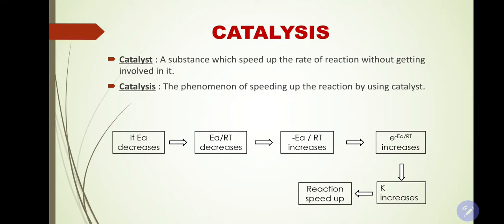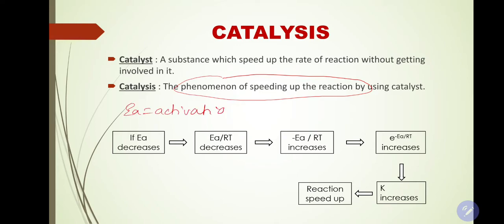A catalyst, as we already know, is the substance which speeds up the rate of reaction without getting involved in it. Then what is catalysis? Catalysis is basically the phenomenon of speeding up the reaction by the catalyst. So it is the phenomenon of speeding up the reaction by using a catalyst. What you have to remember over here is that EA is activation energy.